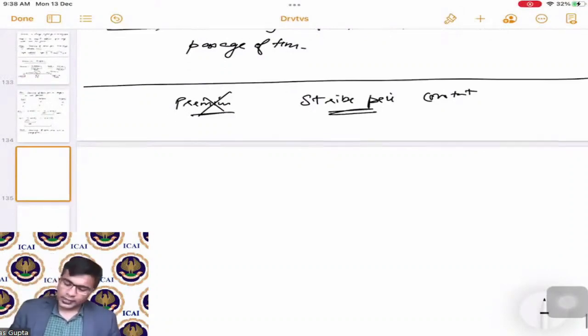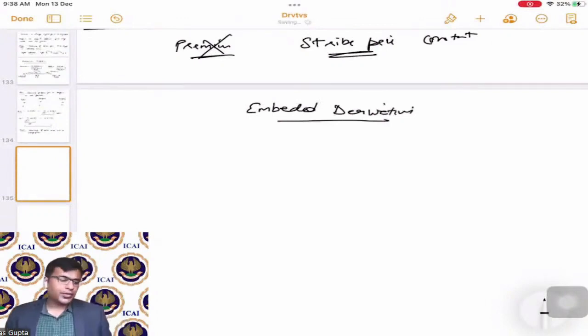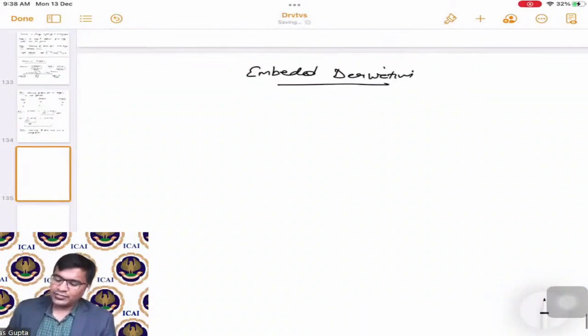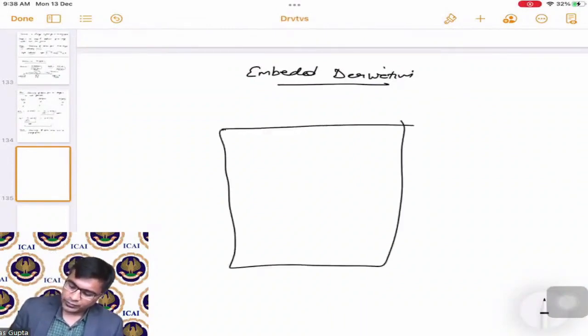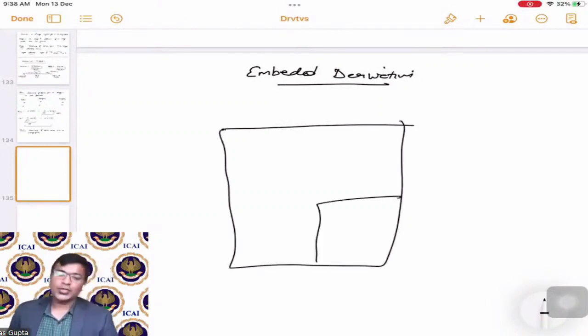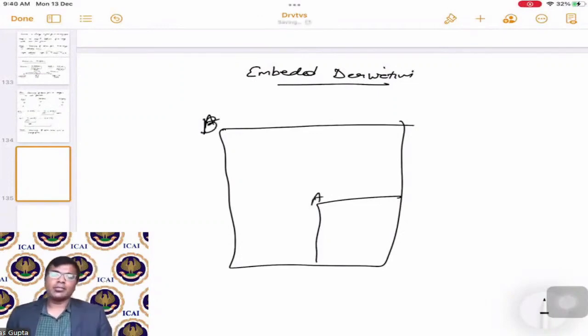Okay. Now the last part is embedded derivative. This also we have to just understand from the theory point of view. So what is embedded derivative? Now embedded derivatives means, let us understand it from these two boxes simply. So there is an outer box, let me name it as B here, and I am naming the internal box as A.